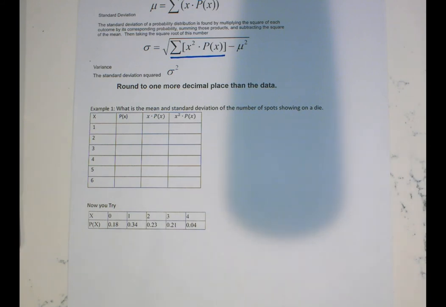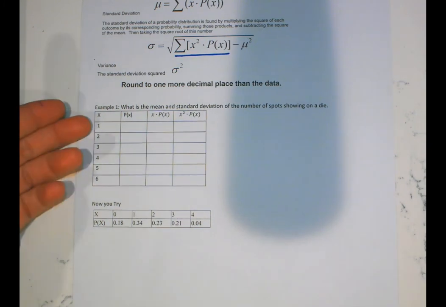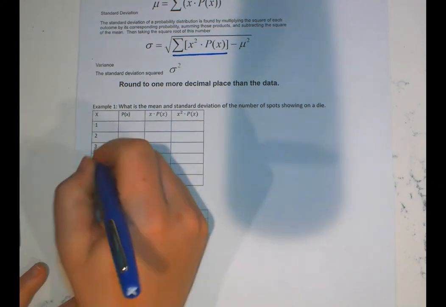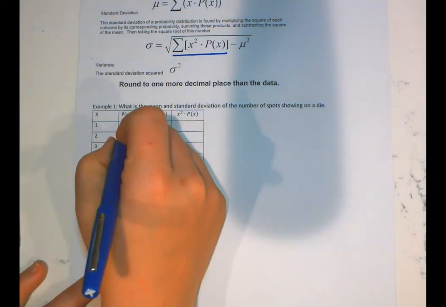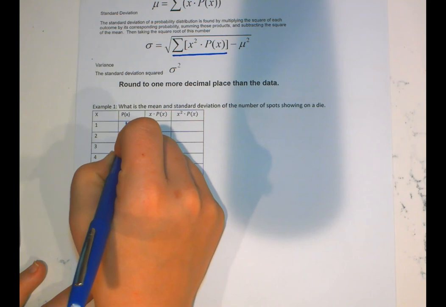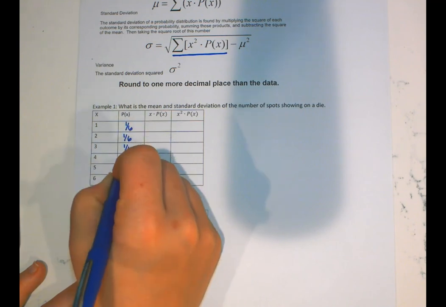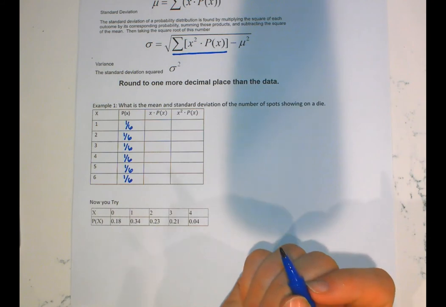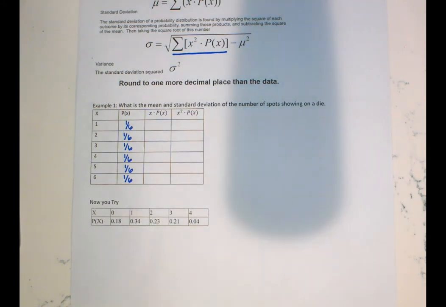All right, so it wants to know the mean and standard deviation of the number of spots showing on a dice. So if we roll a dice, what is the probability of rolling each of these values? If you think about it, there are 6 options. You have a 1 in 6 chance of rolling any of these numbers. So my probability for all of these would be 1/6. Right, and the probability of rolling each number individually would all be the same.